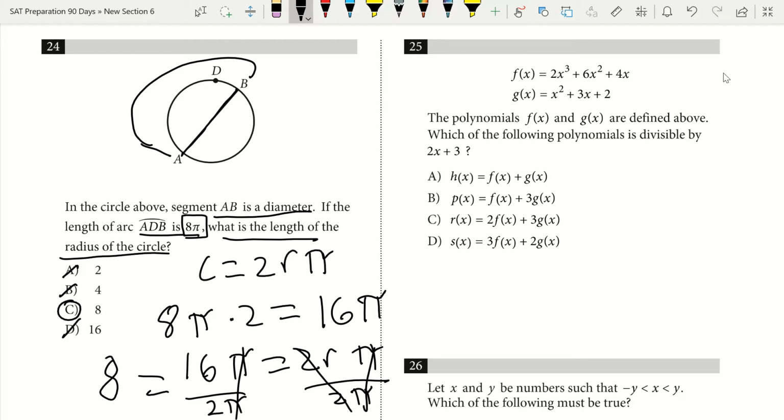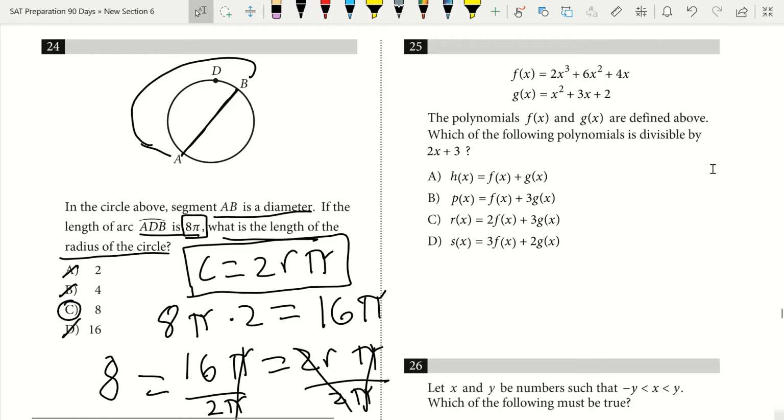Okay, so as far as this one goes, the big tip here is understanding that if we have a diameter AB, then that's splitting our circle in half. That's splitting our circumference in half as well, right? So ADB, that's going to be our circumference over 2. So understand if we have a diameter, that's splitting our circumference in half. The next thing was understanding that equation for the circumference, that it's 2 times pi times the radius. And then once you had that, it was just using algebra to solve for what the radius was. So that one's not too bad at all.